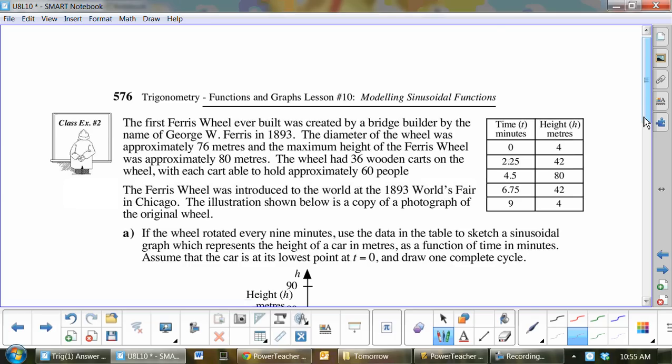Now, if the wheel rotated every 9 minutes, use the data in the table to sketch a sinusoidal graph. Remember, I still have people thinking a sinusoidal graph is a sine graph. It's sine or cos. It represents the height of the car in meters as a function of time in minutes. Assume that the car is at its lowest point at t equals zero.